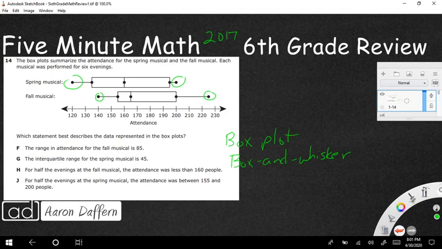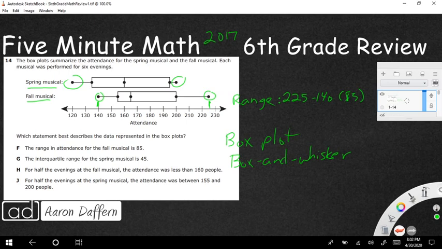Let's make sure we understand what all of these dots and boxes mean before we get into the statements here. So we have the fall musical and the spring musical. The fall musical has a range. The lowest in the data set is 140 and the highest is, let's call that, 225. That's why we have these little dots on the two sides, the highest and the lowest. So the range is 225 all the way down to 140. So we're going to call that 85.